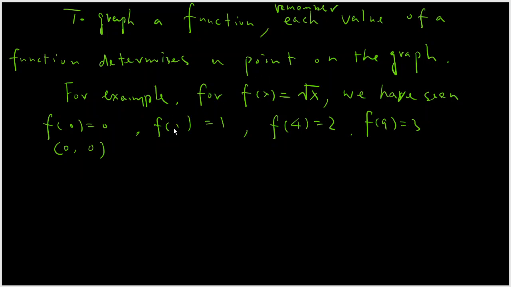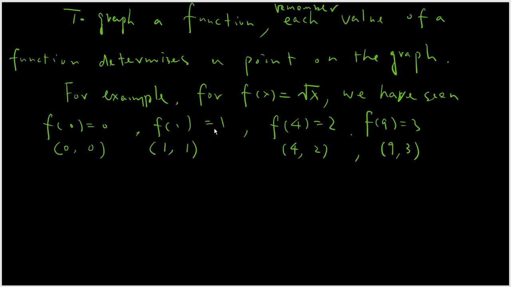The second value, the value of the function at 1 is equal to 1. It determines a point with x coordinate of 1 and y coordinate of 1. This one is coming from the input, this one is coming from the output. Likewise, this value determines a point on the graph with x coordinate of 4 and the y coordinate of 2. Likewise, you have this value determines a point on the graph with x coordinate of 9 and y coordinate of 3.